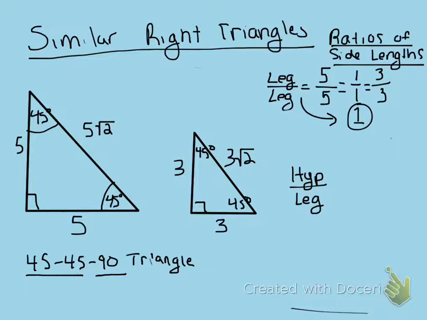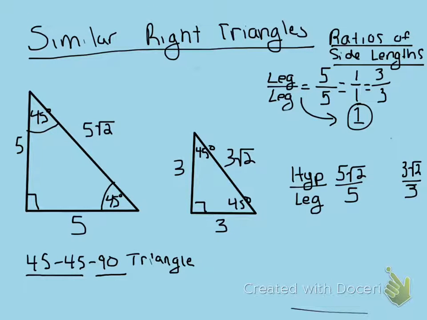so the ratio is 1. Now let's look at the hypotenuse over the leg. So this is a little bit different. Your hypotenuse in your left triangle is 5 square root 2 over 5, and in the right triangle is 3 square root 2 over 3. Now, we can't divide a square root number by a whole number, but we can divide whole numbers by whole numbers. So we've got some things that can cancel out here.